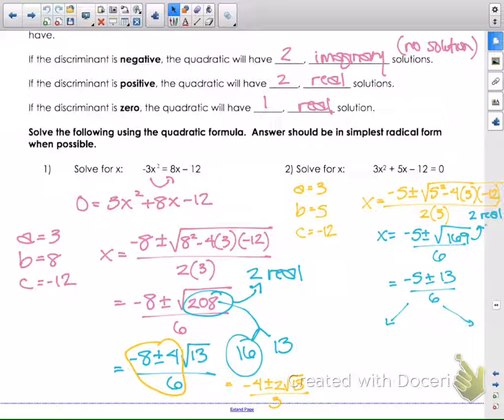Add and then subtract. So my first thing I do is -5 plus 13. That gives me 8 over 6, which I reduce to what? 4 over 3. That's my first answer. -5 minus 13 gives me -18 over 6, which reduces to what? -3. If you get answers like that, that means it could have factored. So I could have factored number 2. It's possible. I could not have factored number 1 because I got square root answers. Questions about that?